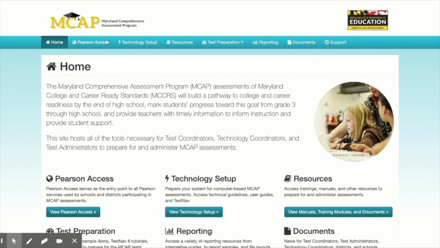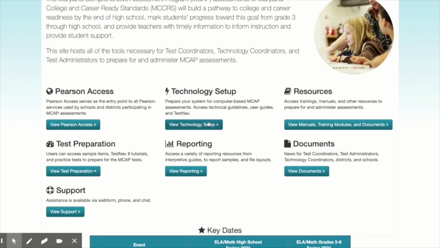There are a bunch of tabs up here. You can peruse them and go through them at your own leisure at home. But the main thing you're going to want to do is, one, make sure that your technology is set up so that the computer at home can properly access TestNav, which is the site that your students will be going to take the MCAP. And the one that we're going to be looking at today, and this is just that beginning stage, is the test preparation.